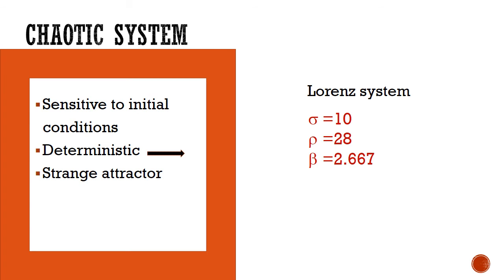Other important parameters to be noted in the Lorenz system are sigma, rho and beta. These are the control parameters. These values are very critical and influential because they define the behavior of the system. So as the values of the control parameters are varied, the dynamics of the system changes. For the Lorenz system, the control parameter values for which it is chaotic are sigma equal to 10, rho equal to 28 and beta equal to 2.667.